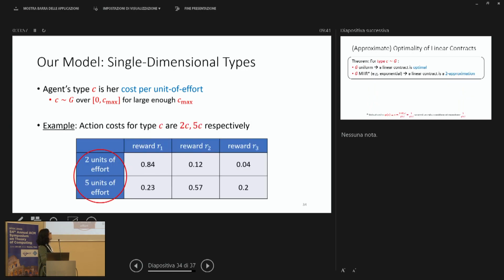Here's the way it looks. The setting is very similar to what I had before. You know the rewards, you know the distributions. But what you don't know is what the costs of the actions are. You do know how many units of effort each action requires. But to get the costs, you need to multiply the number of units of effort by the cost of the agent per unit, so by the agent's type. Okay, so this is the model.